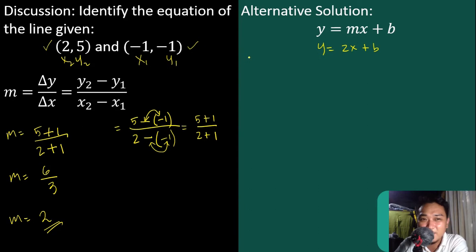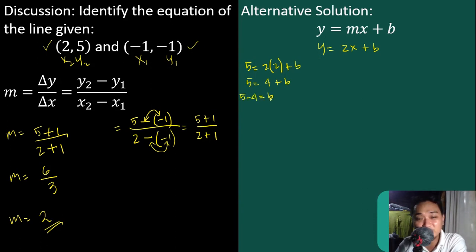Sige, let us try. Let us make use of 2,5. Our x is 2, our y is 5. Then 2 times our x is 2 plus b. So that is 5 is equivalent to 2 times 2 is 4 plus b. And then let us transpose 4, positive 4, that is 5 minus 4 is equals to b. Nalipat sa kabila, naging negative.